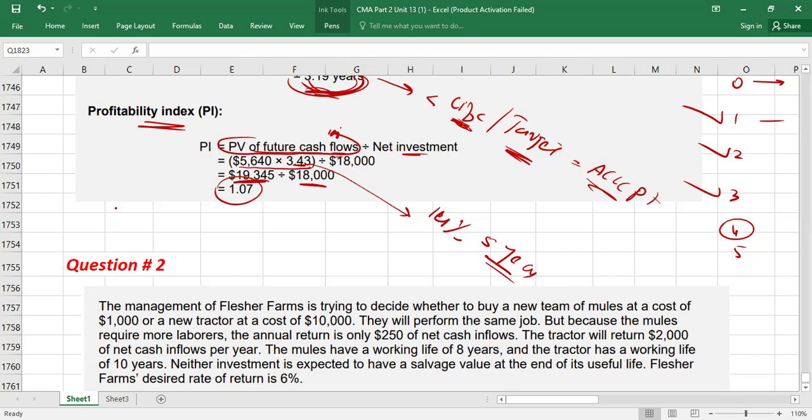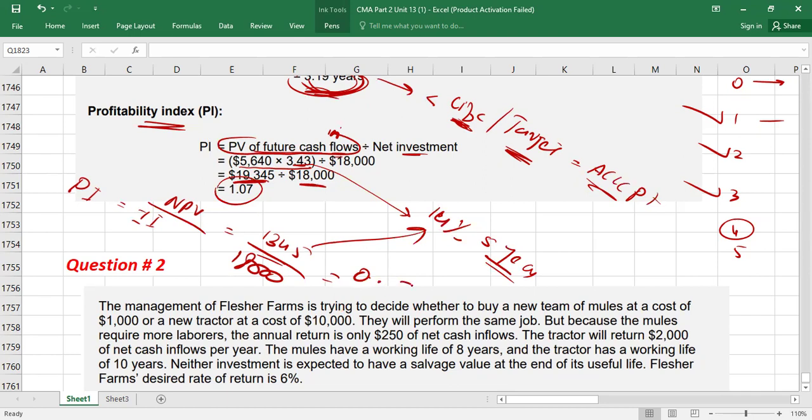There is another formula to calculate profitability index. You can also use NPV divided by initial investment. Do you remember our NPV was 1345, right? At 14%, which is our original cost of capital, and the investment is 18,000. So if you calculate your profitability index now, the answer is 1345 divided by 18,000. So now profitability index is how much? 0.074. And here profitability index is 1.07.